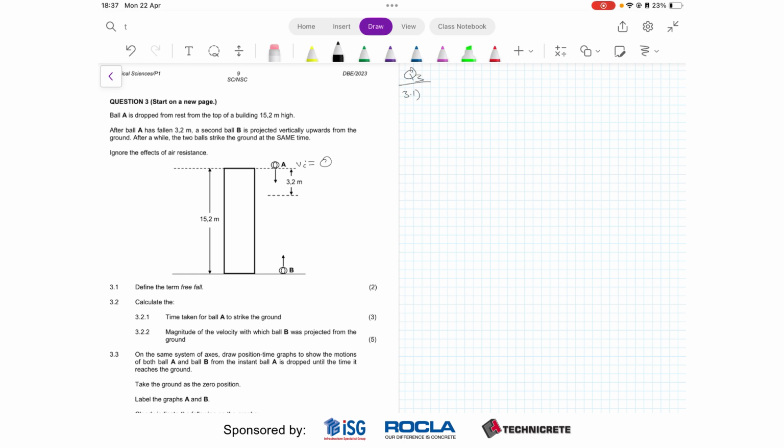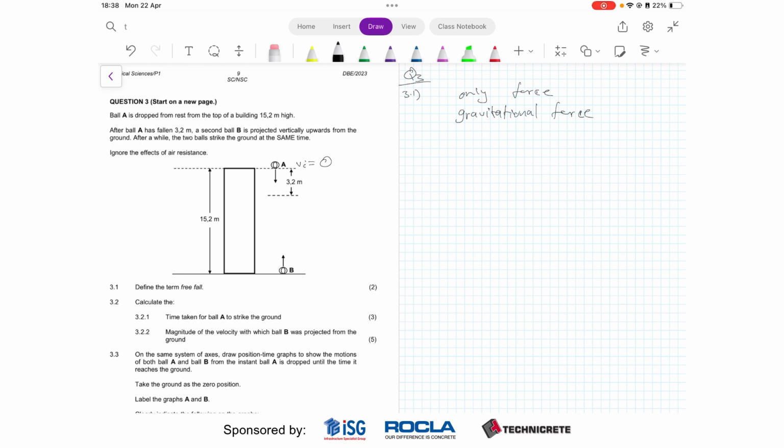Define the term free fall. Again, you have two key phrases, and your key phrases are "only force" and "gravitational force."